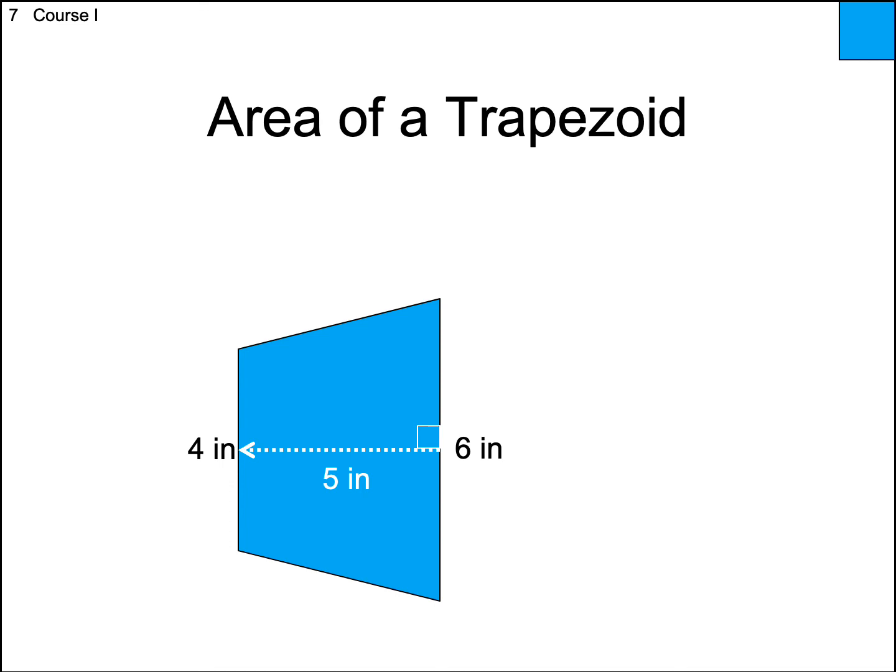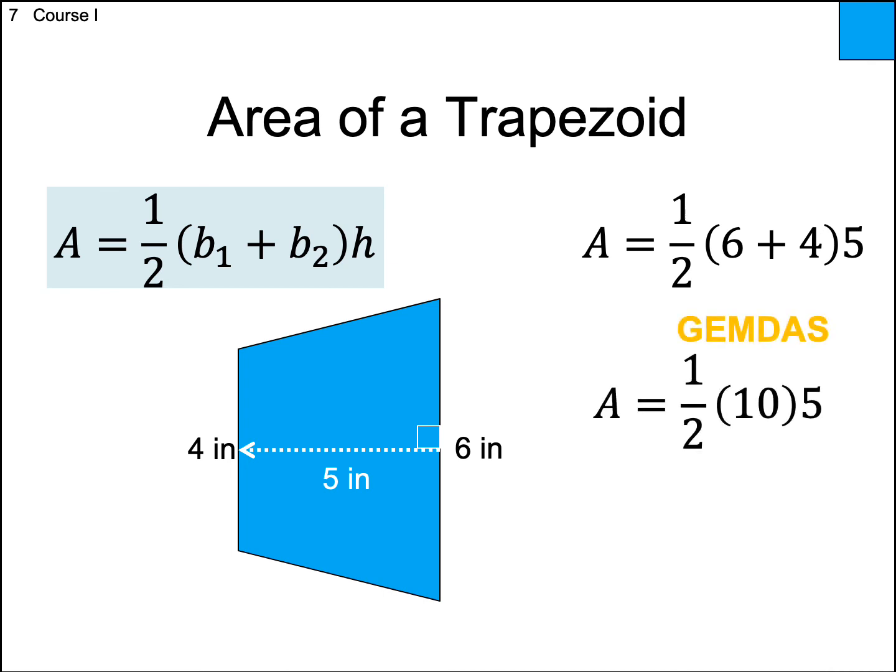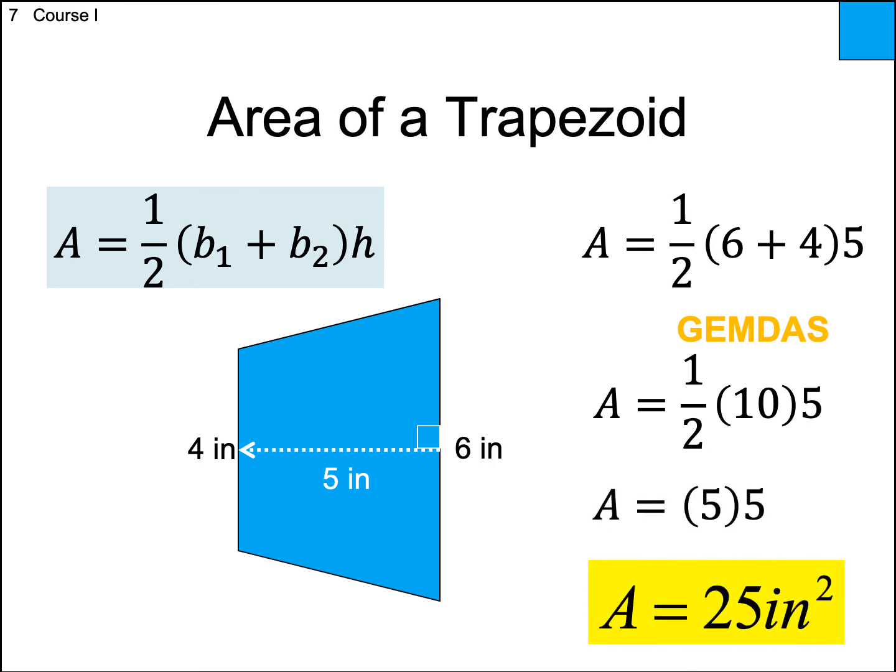All right, on your piece of paper, let's see. We need the formula. We need to find the two bases. Well, the square touches one of the base, 6. The arrow points to the second one, 4. So my two bases are 6 and 4, and the height is 5. All right, let's see. 6 plus 4 is 10, using GEMDAS. Half of 10 is 5. 5 times 5 is 25. Or 10 times 5 is 50. Half of 50 is 25. The units are inches, so inches squared.